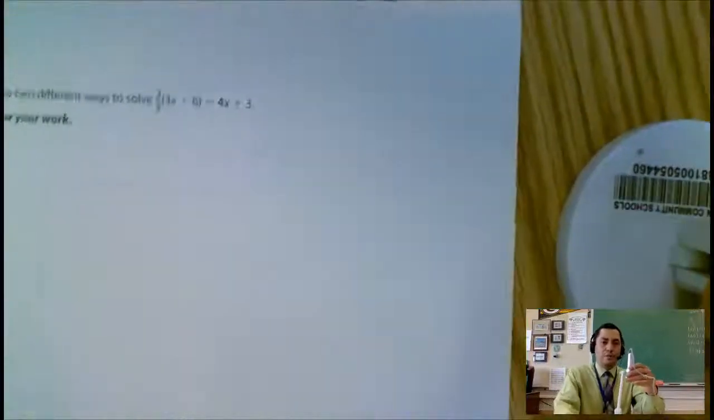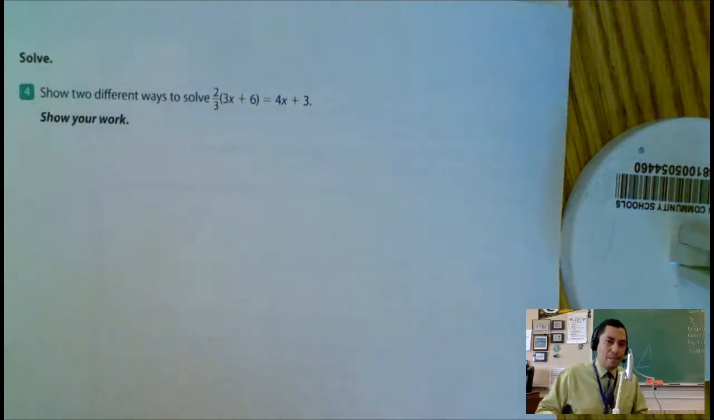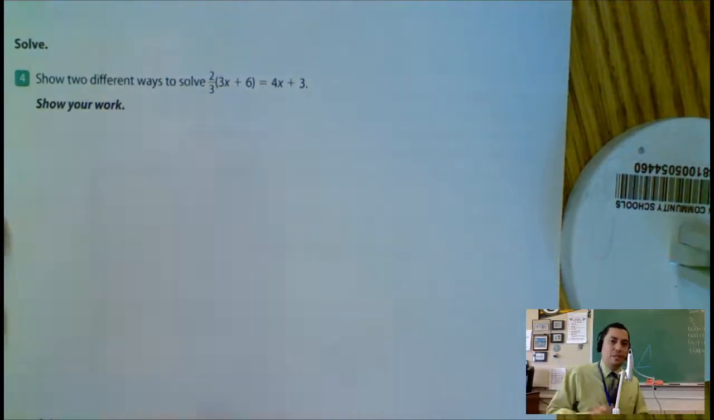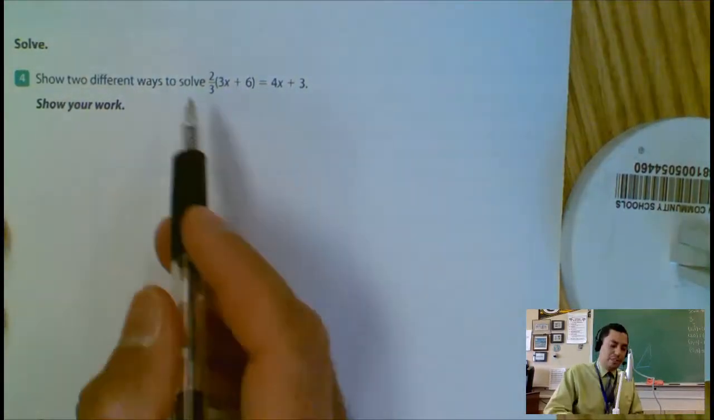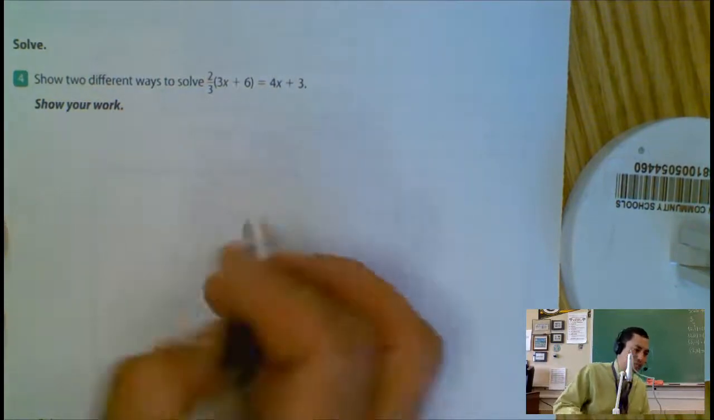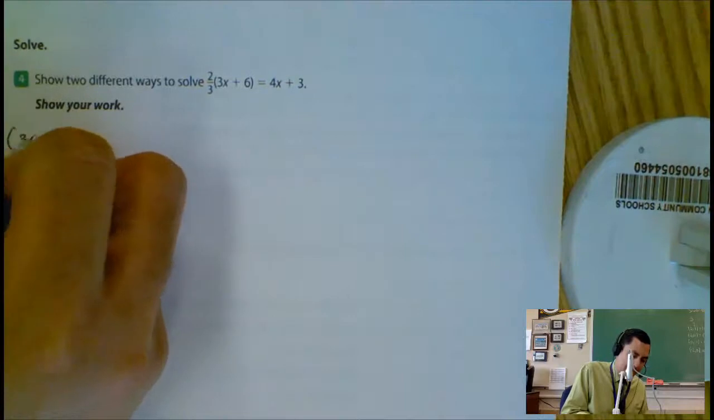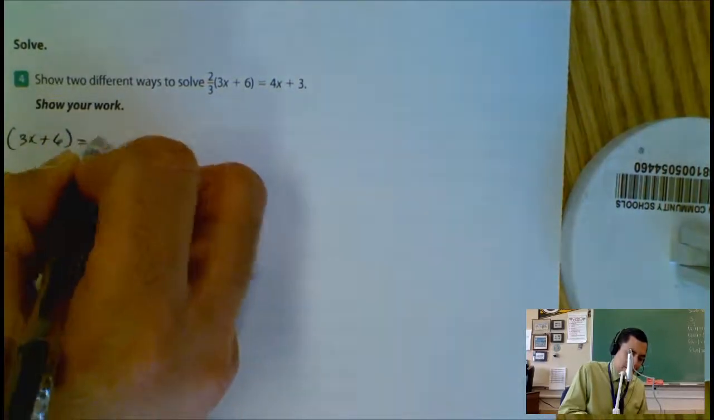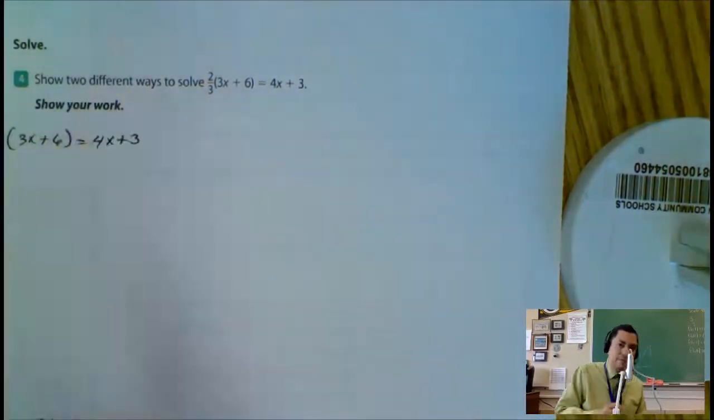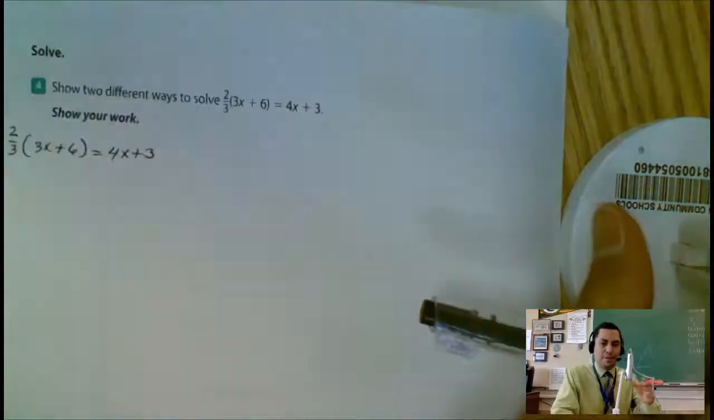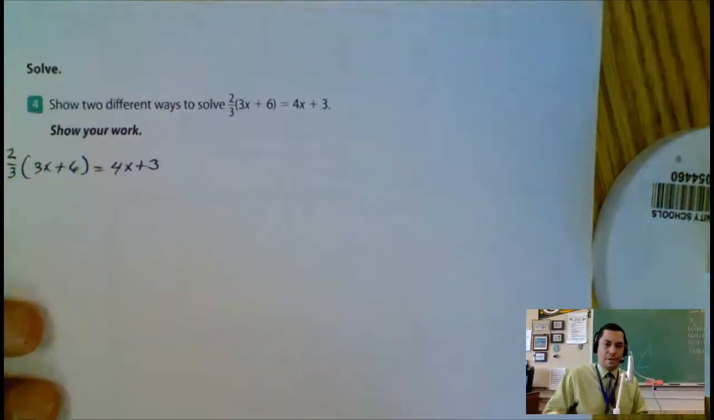Solve 2 different ways. It says 2 different ways. Let me move the camera. Show 2 different ways to solve these equations. So in this case, I have 2 over 3 (3x + 6) equals 4x plus 3. Okay. I think I need to move this one here. Okay, better.